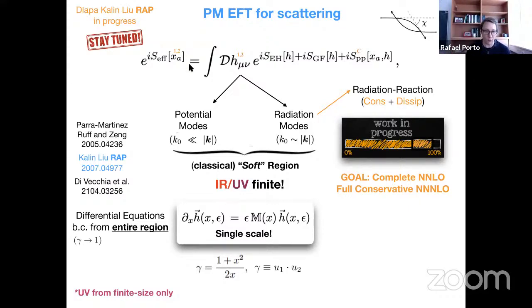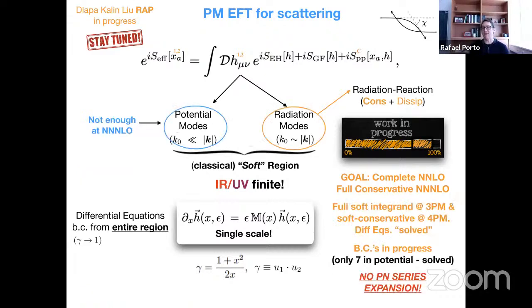All you care about, whether there are potentials or radiation, is the boundary conditions. As long as you have the correct integrand that you do in the in-in formalism, then you have the complete answer. And we are now in complete control of the next-to-next-to-leading order integrand and the full conservative next-to-leading order integrand as well.